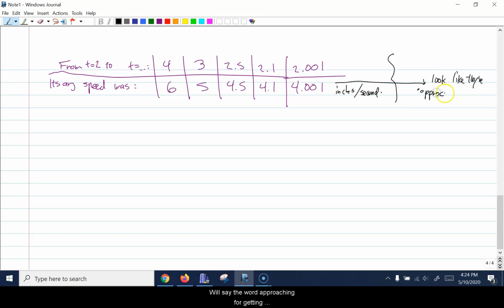We'll say the word approaching for getting closer and closer. 4 as an answer. So maybe this seems like it's some evidence that if I was able to shrink it down to a moment, which is not a computation we can actually do, but if we could, the answer we would get seems like it's 4. So our guess is the fly's speed at the moment t equals 2 is 4 inches per second.